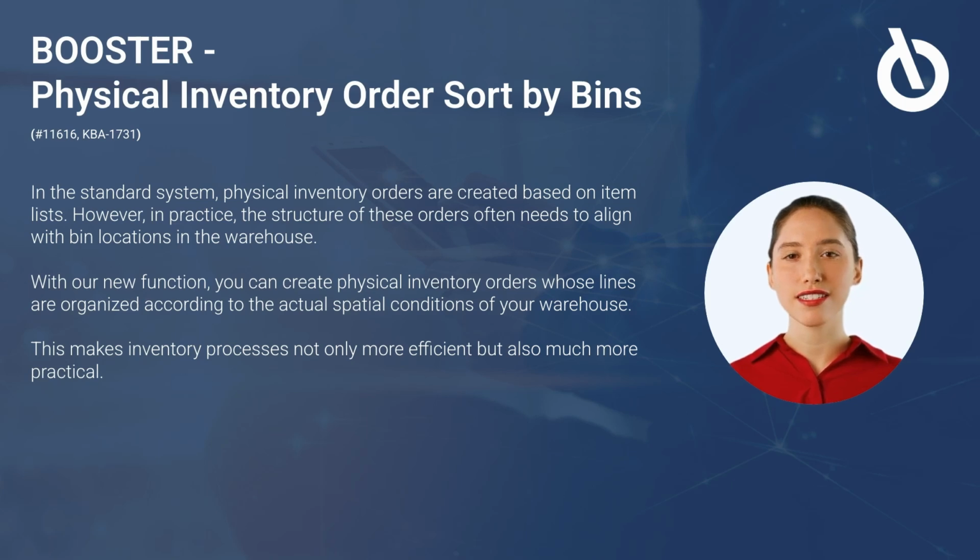In the standard system, physical inventory orders are created based on item lists. However, in practice, the structure of these orders often needs to align with bin locations in the warehouse. With our new function, you can create physical inventory orders whose lines are organized according to the actual spatial conditions of your warehouse. This makes inventory processes not only more efficient, but also much more practical.